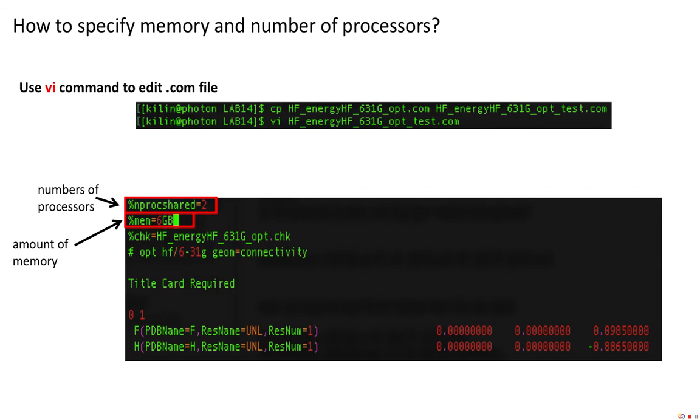To specify memory and number of processors, we can use the Babel command to edit the .com file. After typing mproc shared, we can specify the number of processors. And after typing mem, we can specify the amount of memory. The results are shown in the red box. Next slide.